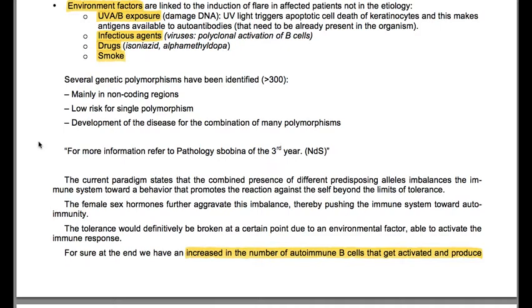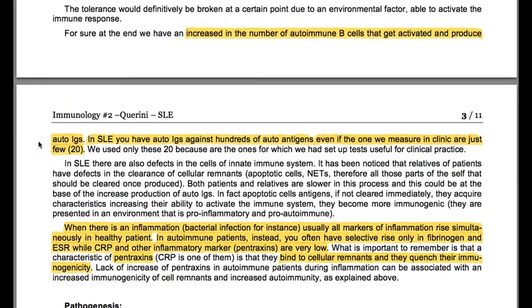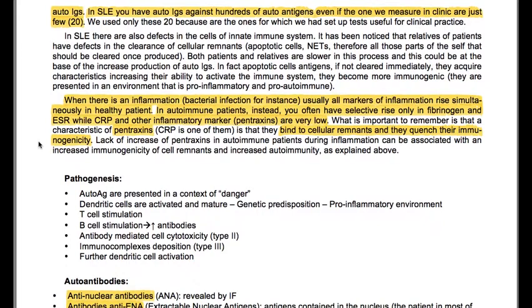The tolerance would definitely be broken at a certain point due to an environmental factor able to activate the immune response. For sure, at the end, we have an increase in the number of autoimmune B cells that get activated and produce auto-IgGs. In SLE, we have auto-IgGs against hundreds of autoantigens, even if the ones we measure in clinic are just few.